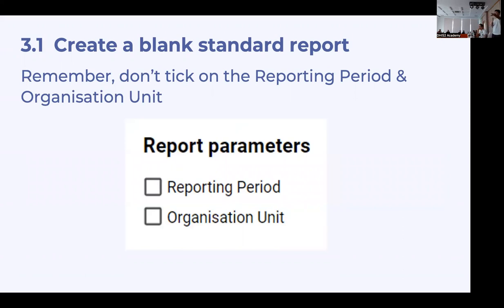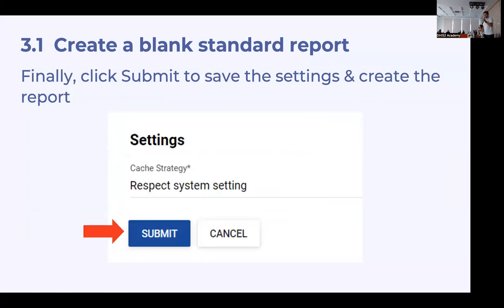For this one, before, if you wanted people to select the organization unit or the period before running the report, you could click here. But for our React standard report, we don't have to tick the selection because people will select the period and the organization unit directly on the standard report. So we don't need to check this. And then we submit the standard report.